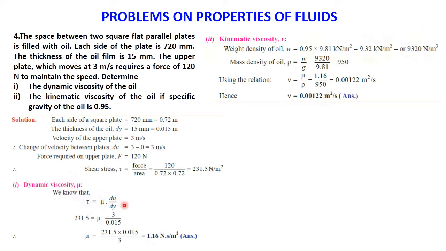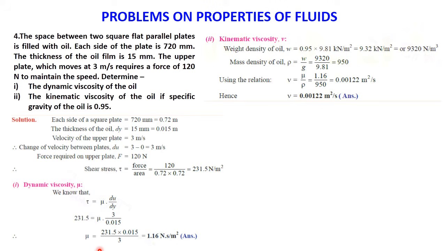Then the dynamic viscosity we have to find. Dynamic viscosity is denoted by mu. Again we have the formula of Newton's law of viscosity, that is tau is equal to mu du by dy. All values are known to us, only mu is unknown. So 231.5 is equal to mu into 3 divided by 0.015. So mu is equal to 1.16 Newton second per meter square.